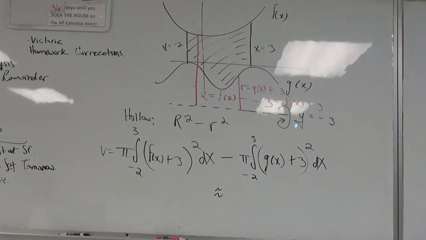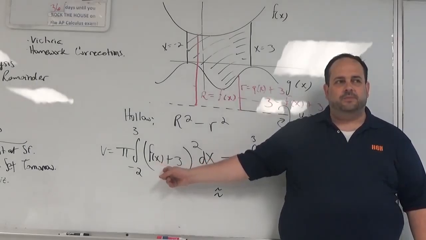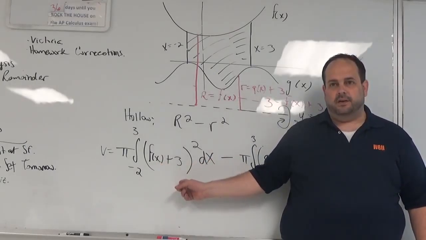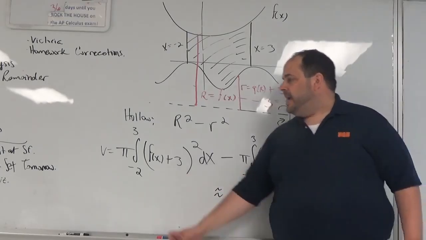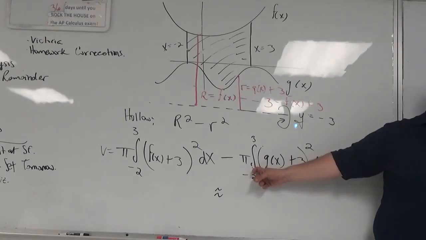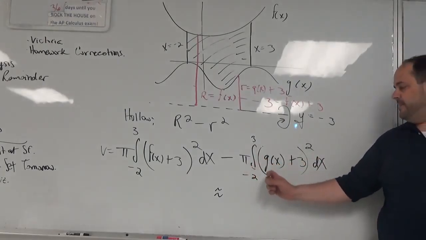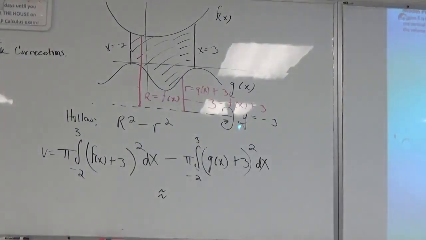Okay, so a bunch of things that I'm seeing right now. Folks are typing in f of x, but not f of x plus 3. You need to make sure that plus 3 is getting part of the square. I'm seeing some folks that are dropping their pi's. They're forgetting to multiply the integral by pi. Some folks, the lower limit isn't -2. For whatever reason, it's becoming +2.